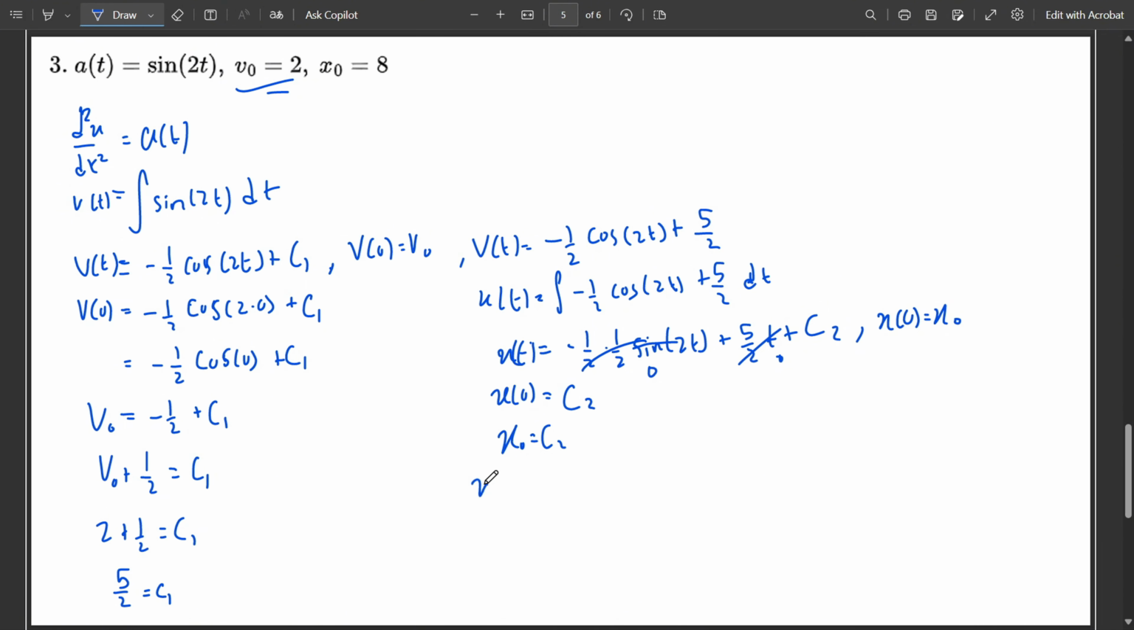Well, we have our position function x of t equals negative 1 over 4 sine of 2t plus 5 over 2 t plus c2. c2 is just x initial, so we have 8. So that's our particular solution.